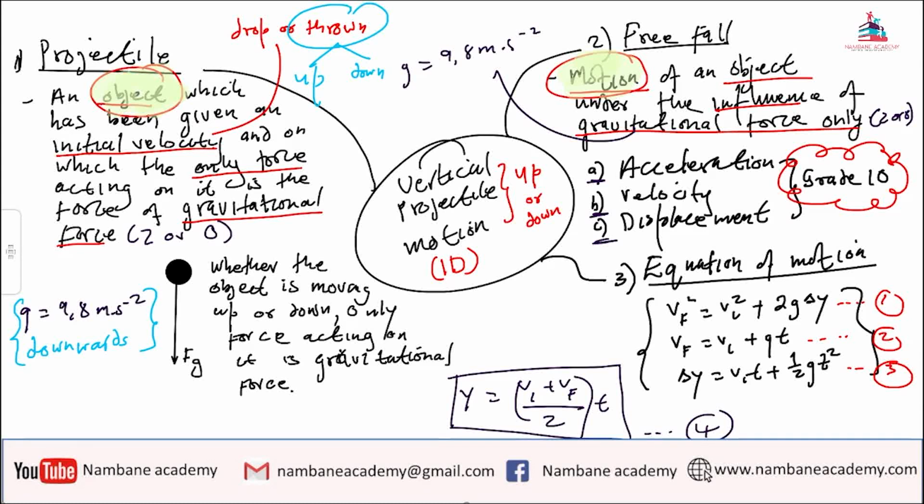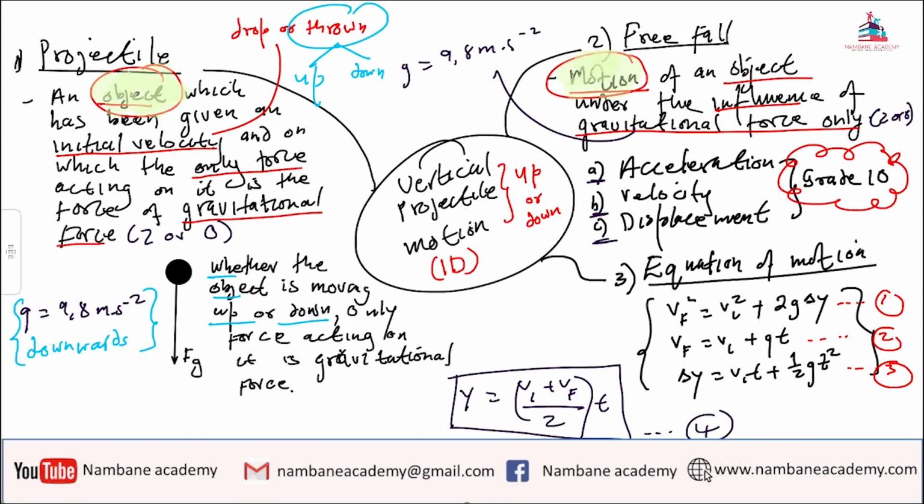It says here, whether the object is moving up or down, the only force acting on it is the gravitational force. Ladies and gentlemen, we agreed it is given an initial velocity. When it is given an initial velocity, it is either dropped or thrown. So when you throw it up, while it is going up, the only force is the force of gravity. When it's coming down, the only force is the force of gravity.